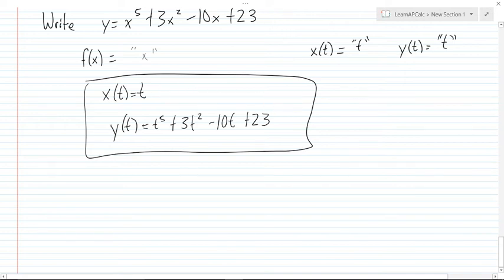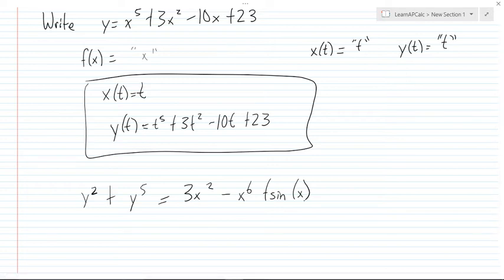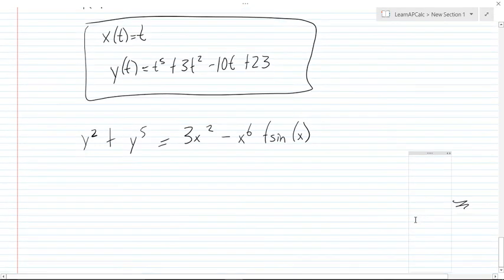Sometimes, and in fact I'll write one out now, we'll say y squared plus y to the 5th equals 3x squared minus x to the 6th plus sine of x. Now we get into something a little more complicated. And this is just an example, this might not have a pretty solution that will work, but this is just to show you guys.